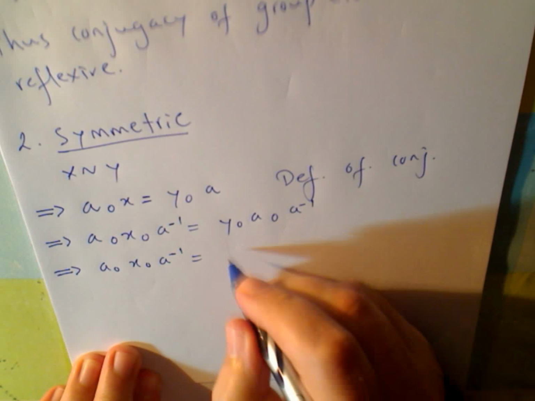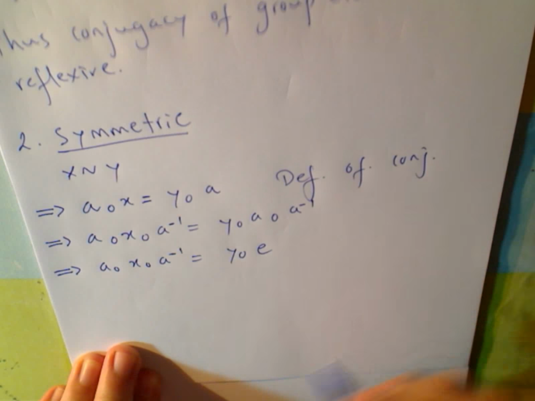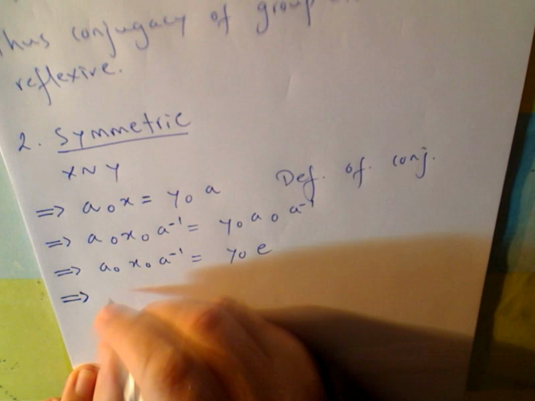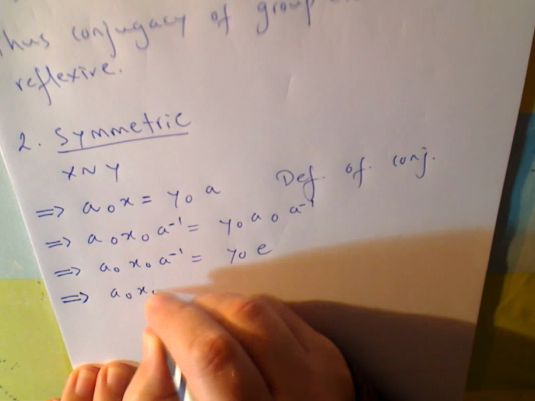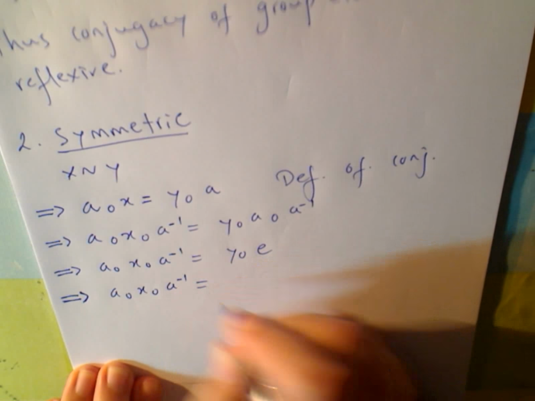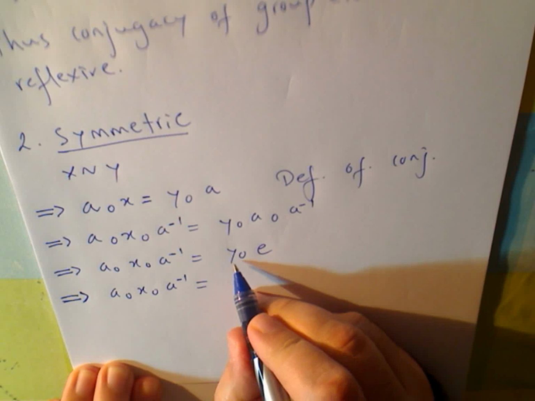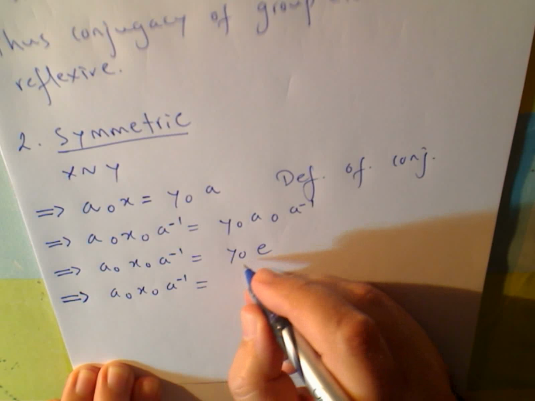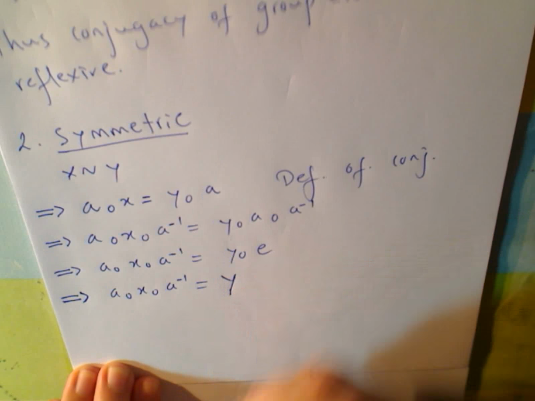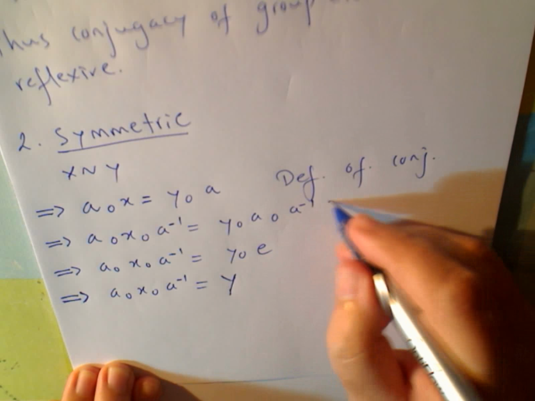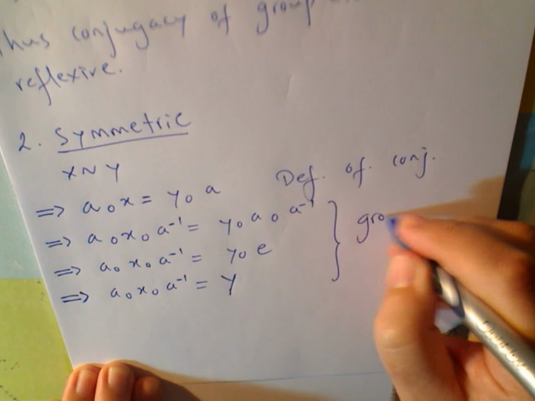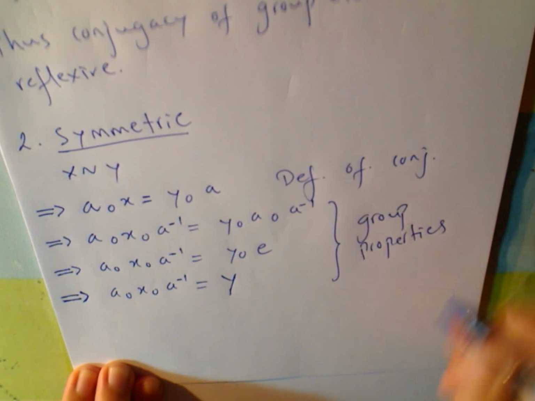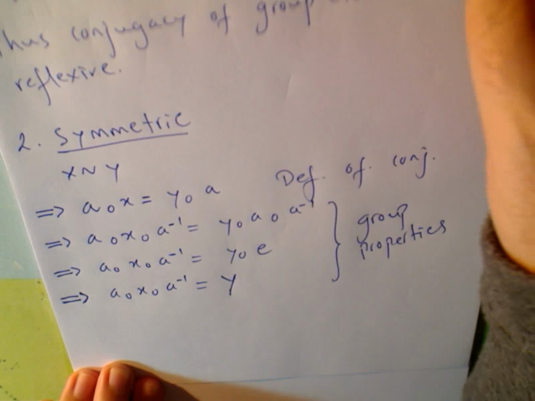This is the identity, right? Okay, and this means that a operation x operation, so y times operation identity, it will be y. Okay, this is by group properties, right? This is easy.